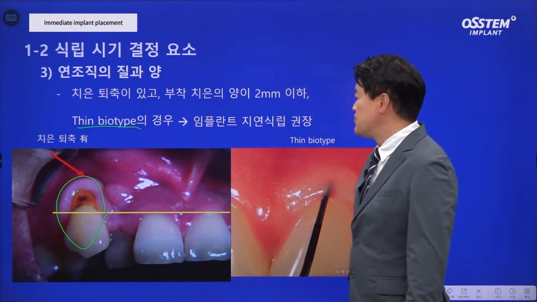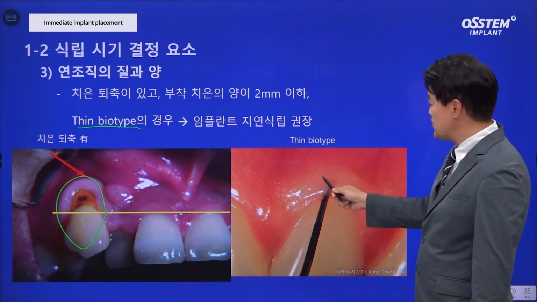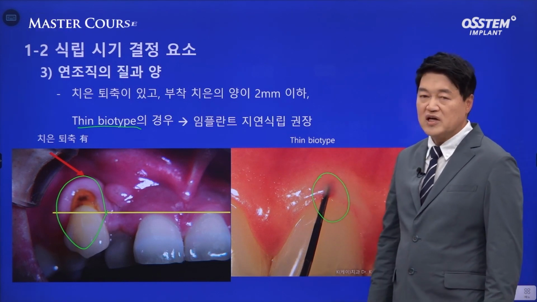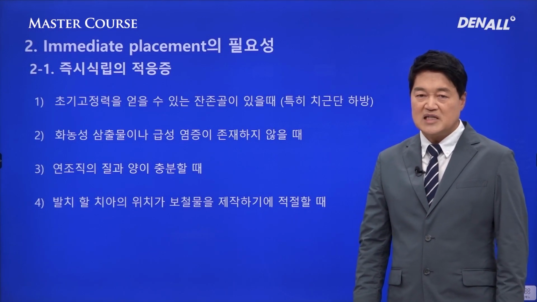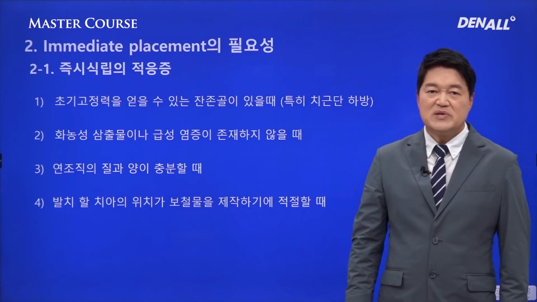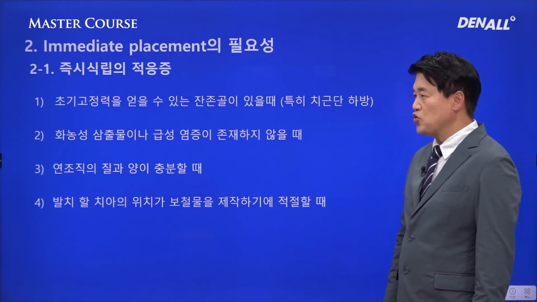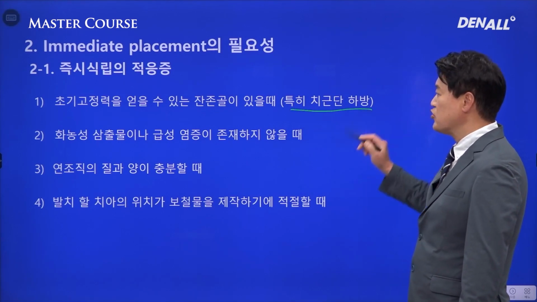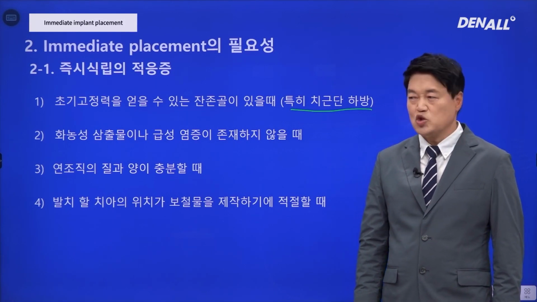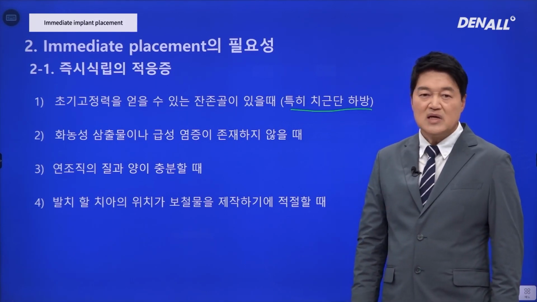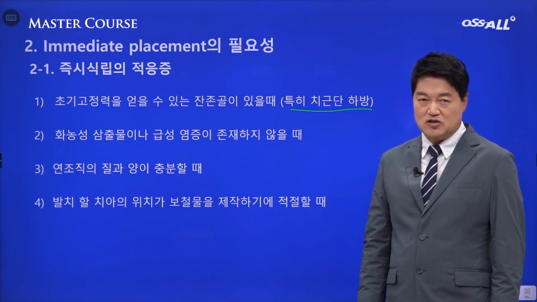In the case of thin biotype, it is better to do delayed placement. In the case of thin biotype, if you put in the probe, you can see through. That can be considered as thin biotype. I've talked about the indications for immediate implant placement. First, there needs to be residual bone where we can get primary stability. It needs to be over 3 millimeters. Also, there should not be any suppuration or acute inflammation. Another point I would like to mention is that the position of the tooth that is in question, we need to evaluate whether it is okay for prosthesis delivery.